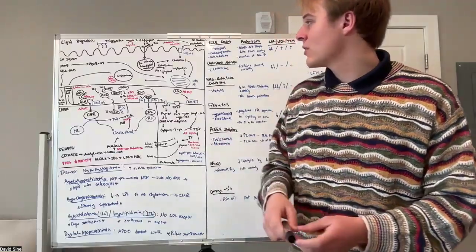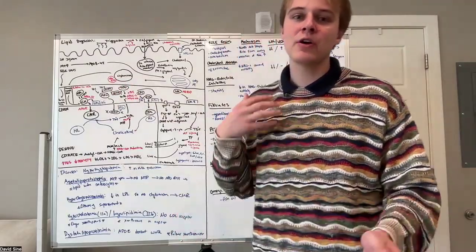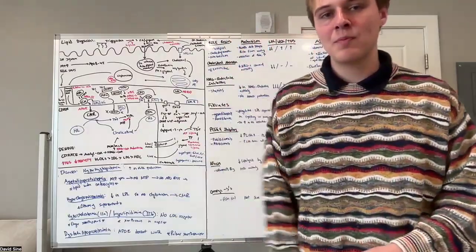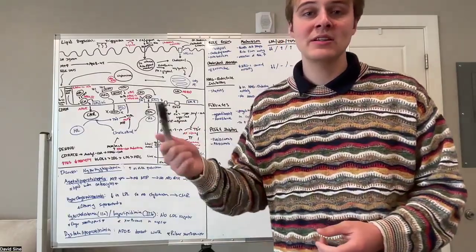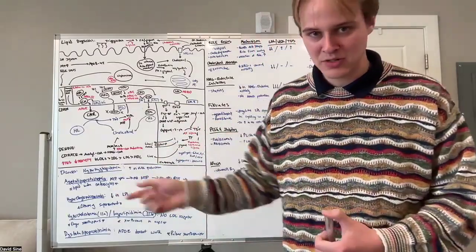So ApoB48 attaches to the chylomicron. The chylomicron is wrapped up. That's a bunch of cholesterol and triglycerides. So we talked about HDLs, LPLs. We're going to talk about VLDLs, which stands for very low density lipoprotein. And we'll also talk about IDLs, which is intermediate density lipoprotein.